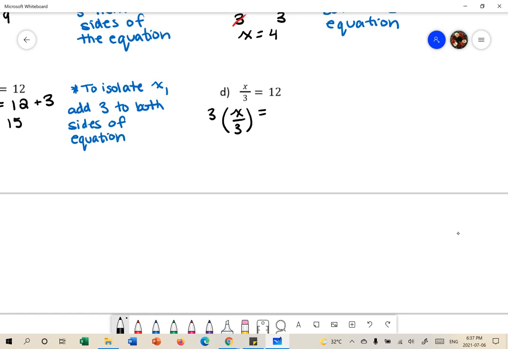And then I also have to multiply the right side of my equal sign by 3 as well to keep it balanced. So these two 3's are going to cancel out. 3x divided by 3 will just equal to x. 3 times 12 is 36.